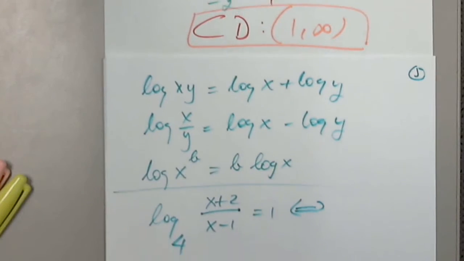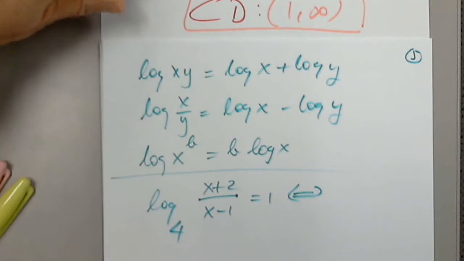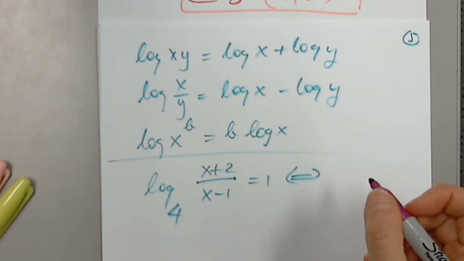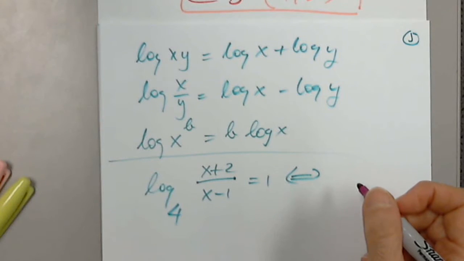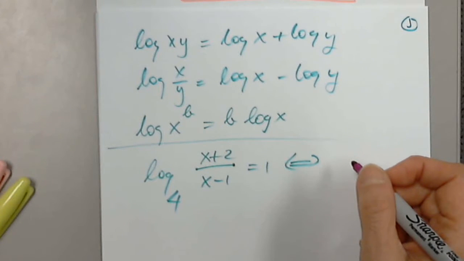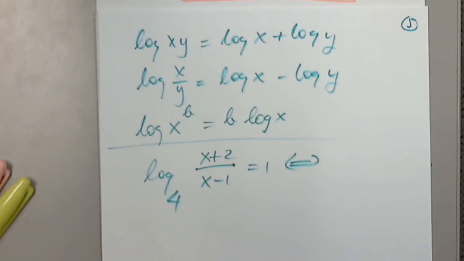So now this is a pure log equation. And I know that the most important concept in this chapter is that I can change any log equation into an exponential equation. And I'm ready. How do I change it? It's already log. I'm changing it into exponential.